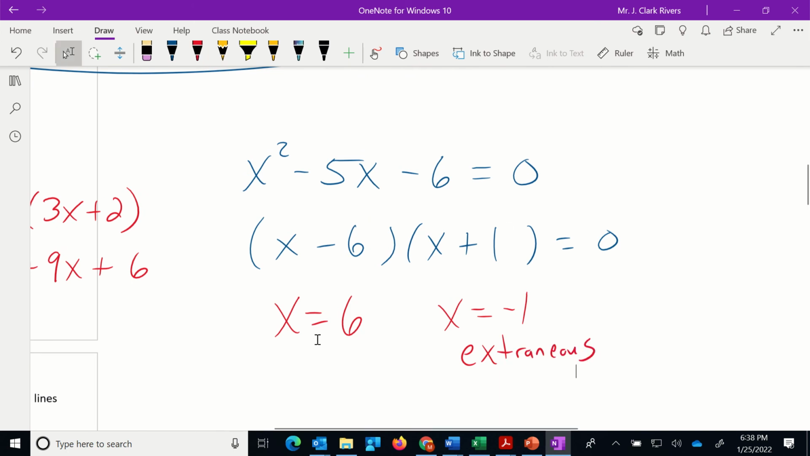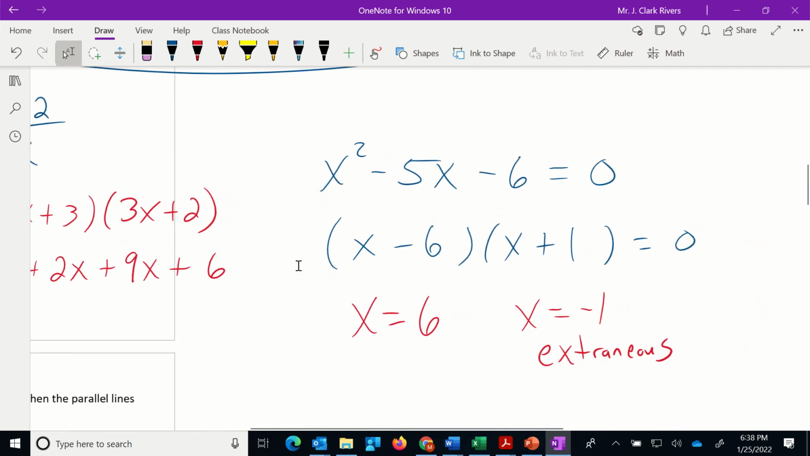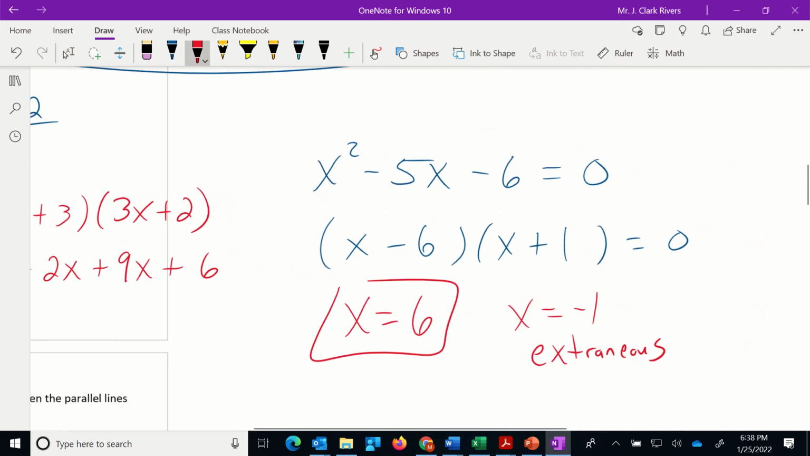Okay, now x equals 6. It should be good. Let's check it out. 2 times 6, that's 12. 3 times 6 is 18, plus 2, that's 20. That's good. 2 times 6, that's 12, plus 3 is 15, and then 6 plus 3 is 9. That's good too. So good. We are all set. X can only equal 6.